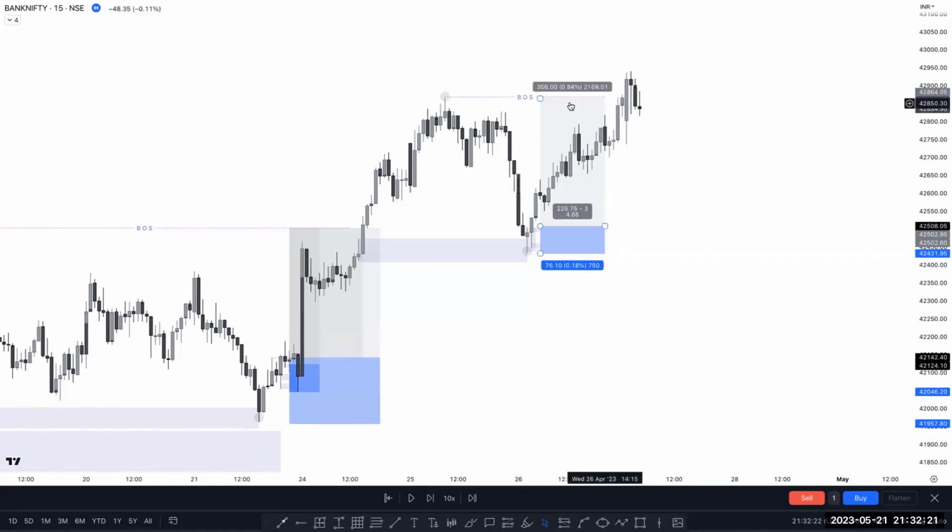Okay, so this point becomes our break of structure. Here you can see there is no mitigation of any lower time frame or higher time frame opportunity, but this setup is valid here for the buy, right? Sometimes you will catch the trade, sometimes you hit the stop loss, sometimes you miss the trade also, right? It's all about probability.